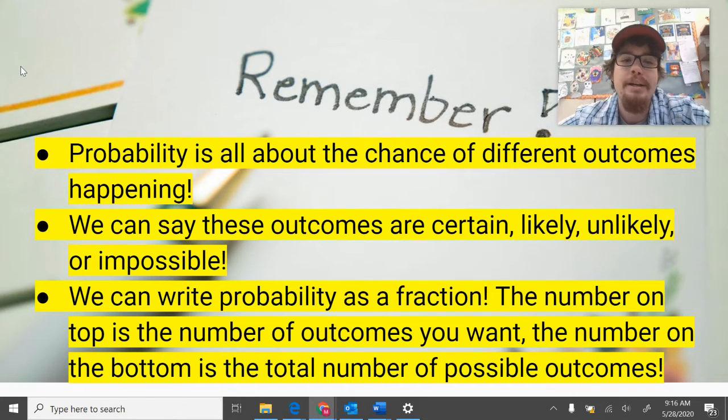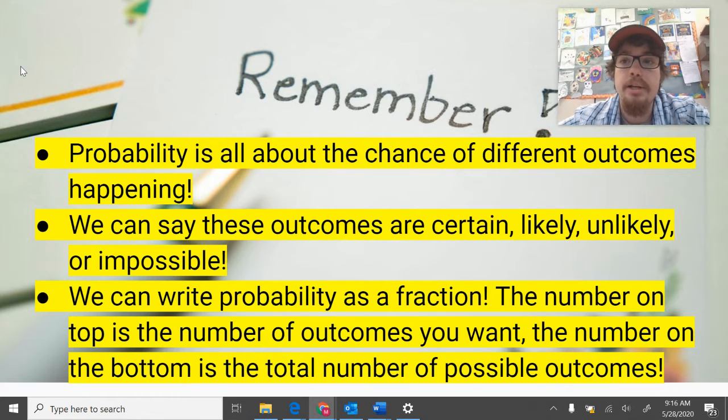This is what we've been talking about. Probability is all about the chance of different outcomes happening. We can say that these outcomes are certain, likely, unlikely, or impossible. And from yesterday, we learned that we can write probability as a fraction. The number on the top of the fraction is the number of outcomes you want.